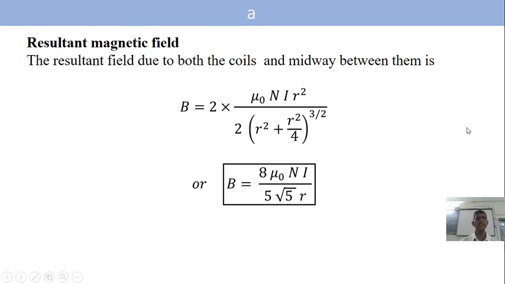The resultant magnetic field due to both the coils, midway between them, is given by B = 2 times μ₀NIr²/2(r² + x²)^(3/2), where x = r/2, that becomes (r²/4) to the power of 3/2. We are substituting x = r/2 here, and simplifying this, you will get B = 8μ₀NI/(5√5 r). This is the resultant magnetic field in a Helmholtz tangent galvanometer midway between them.